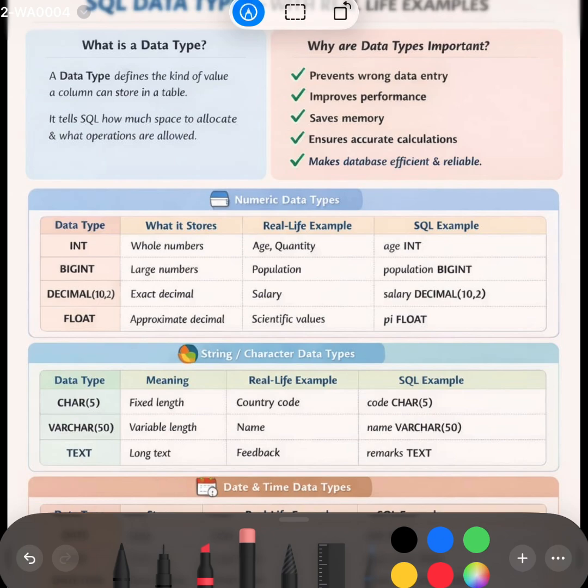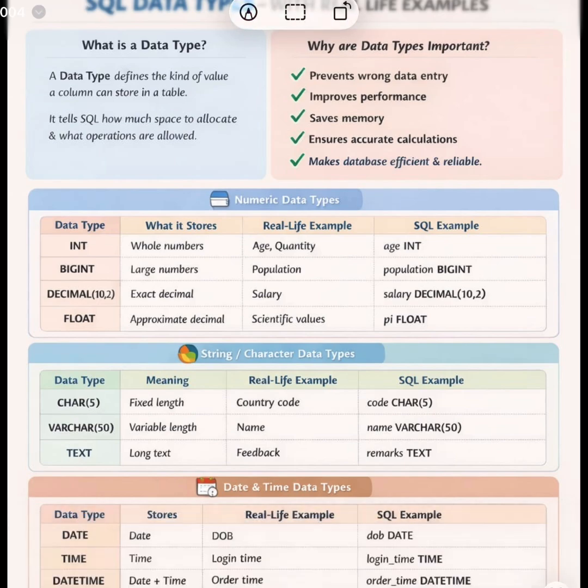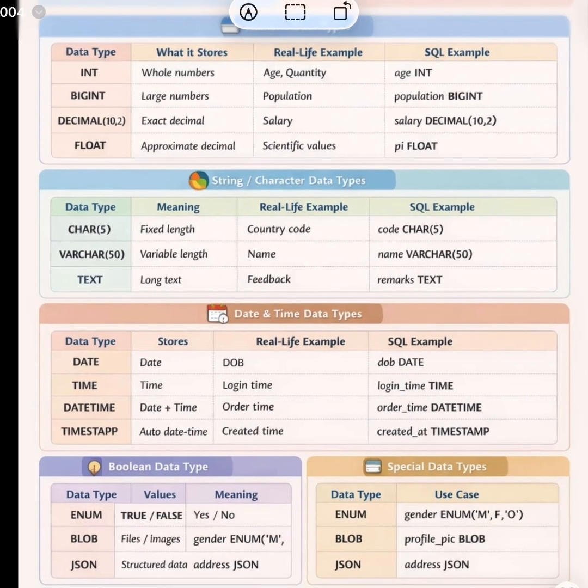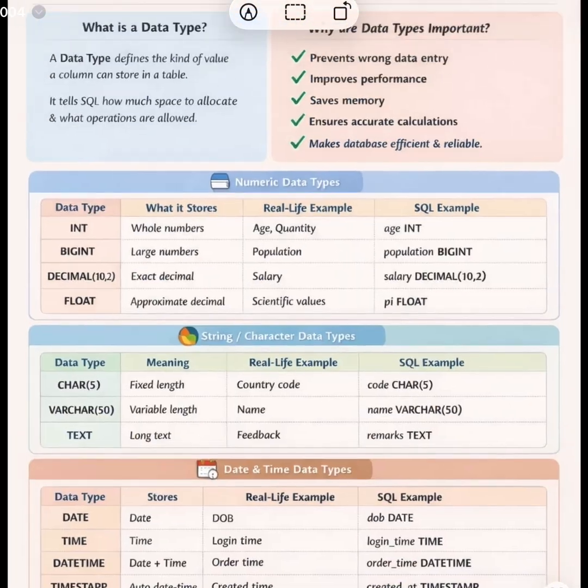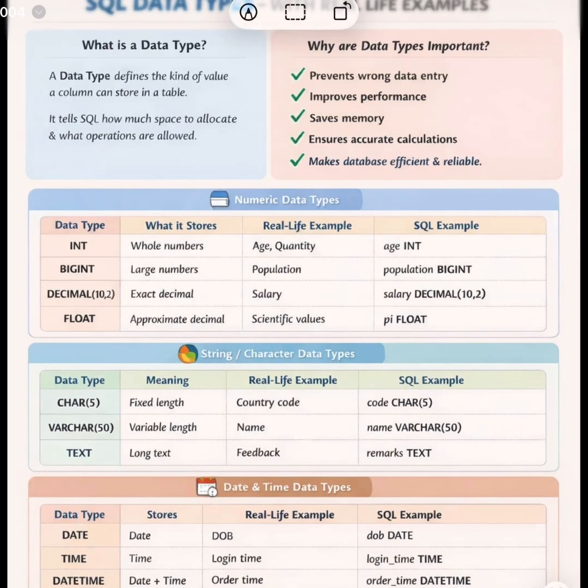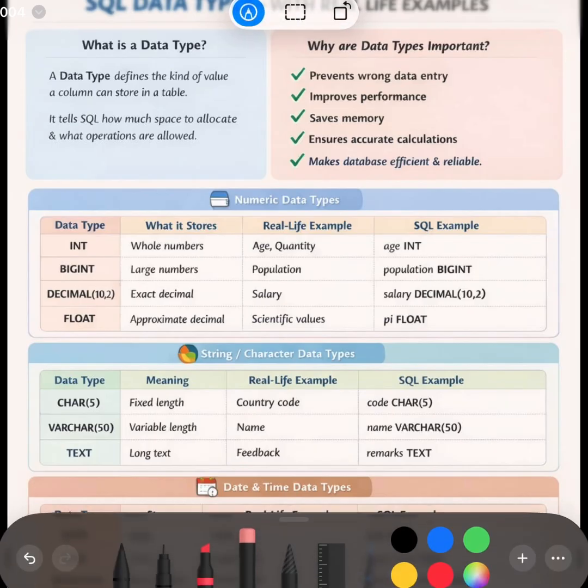Now we'll understand what are the various data types that are available in SQL. There are 5 data types available in SQL: numeric, string or character data types, date and time data types, boolean data types, and special data types. So let us understand each in depth. First one is the numeric data type. From the name you can understand it deals with numbers. We have 4 different types: int, bigint, decimal, and float.